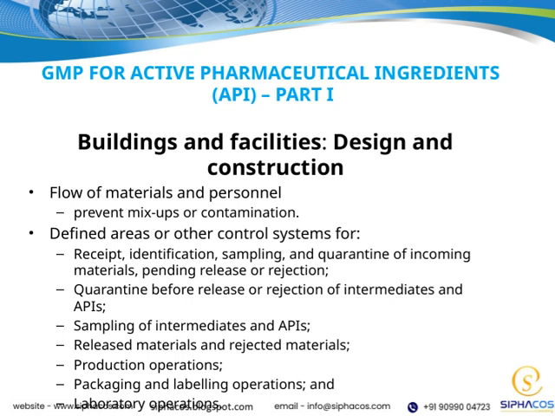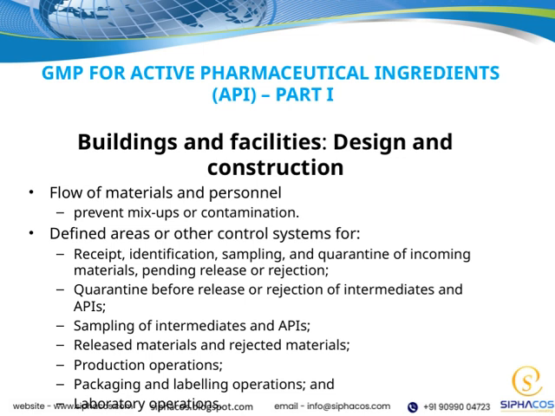It's crucial that we carefully plan the flow of materials and personnel to prevent mix-ups or contamination. To achieve this, we establish clearly defined areas or control systems for different stages of the process. For example, we have designated zones for receipt, identification, sampling, and quarantine of incoming materials, with specific procedures for pending release or rejection. Similarly, quarantine areas are set up for intermediates and APIs before they are either released or rejected.